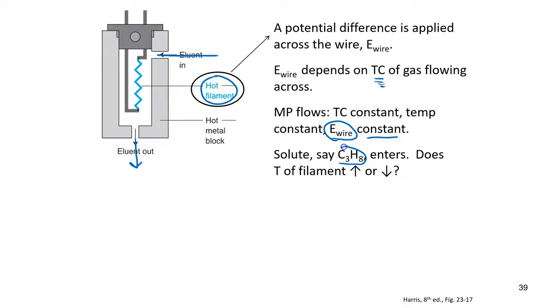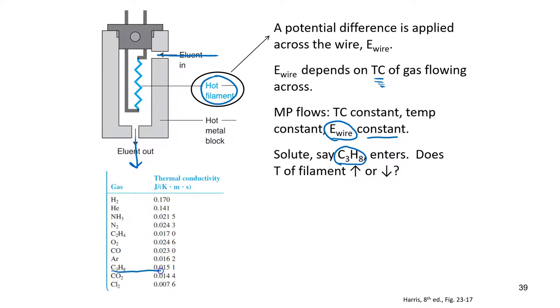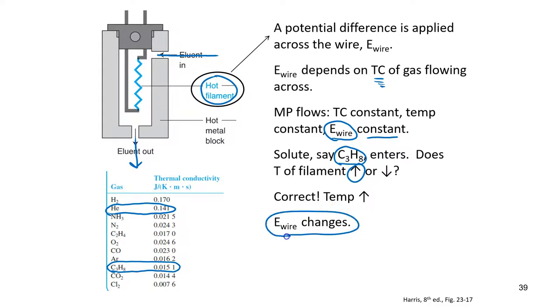So let's imagine that your solute was propane. Would you expect the temperature in this environment to increase or decrease? Well, you really don't know unless I give you the thermal conductivity of propane. And here it is. And notice that it's much less than that of helium. So propane is not good at transferring heat from hot to cold, so that means that the temperature here should increase. And that also means that the potential difference is also going to change. So that change in potential caused by that change in temperature is how this detector works.